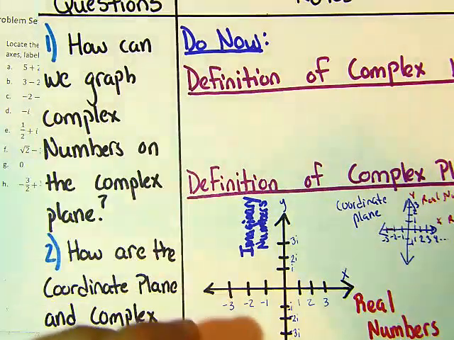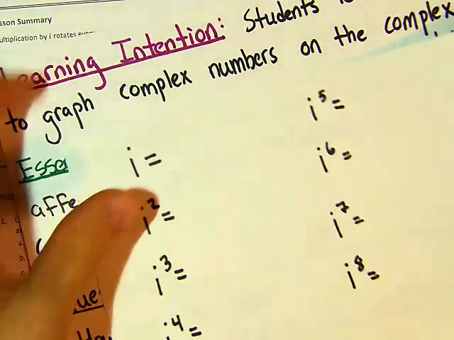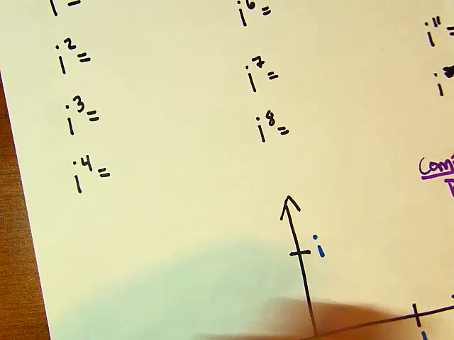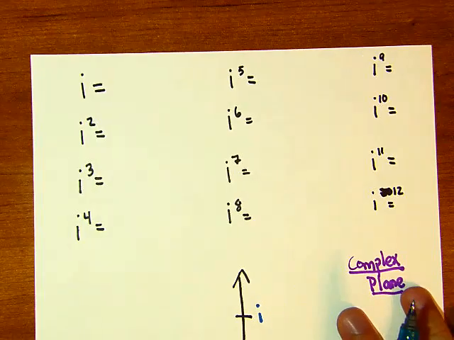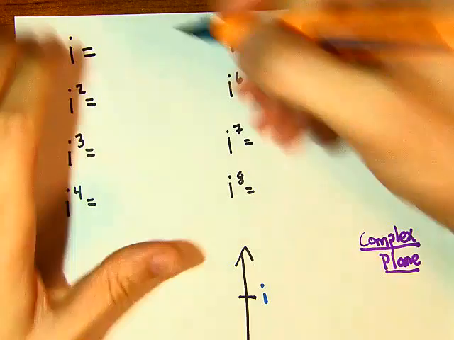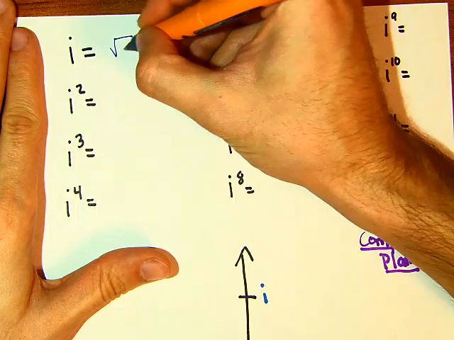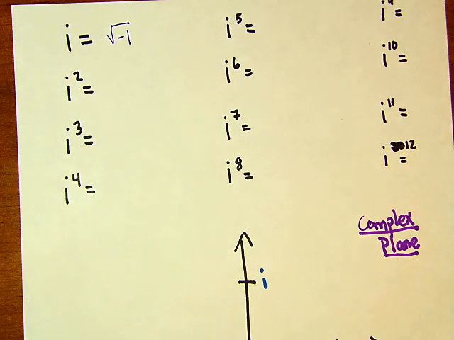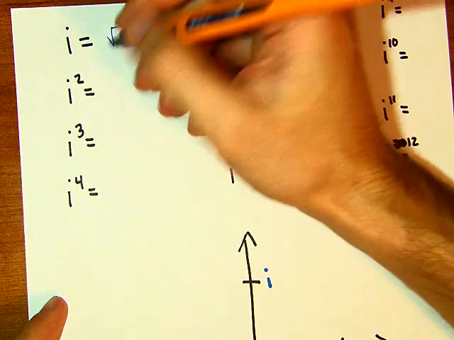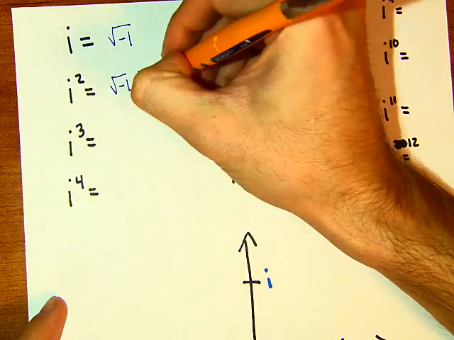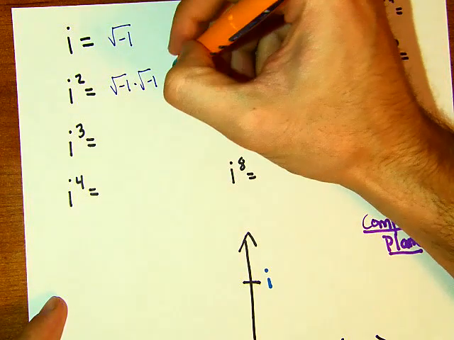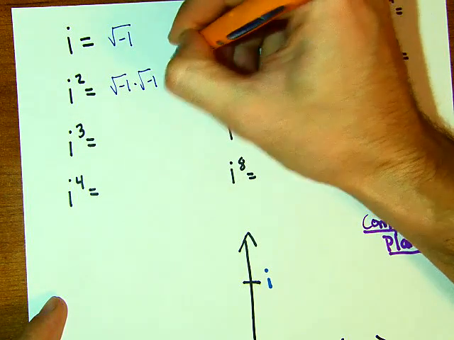All right, so let's go to this question over here. This will be the next important part of our lesson. Let's take a look at this. If I have these questions for you, what does i equal? Okay, so i is equal to what? All right, so i is equal to square root of minus 1. Okay, what does i squared equal? Well, i squared is equal to square root of minus 1 times square root of minus 1. So this is just equal to minus 1, right?